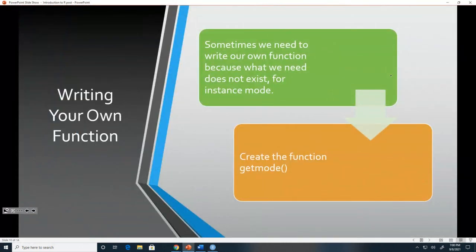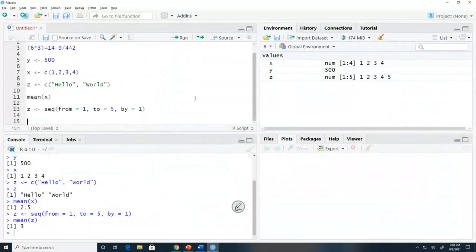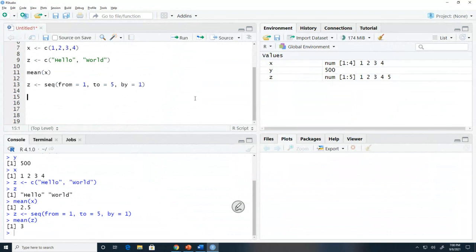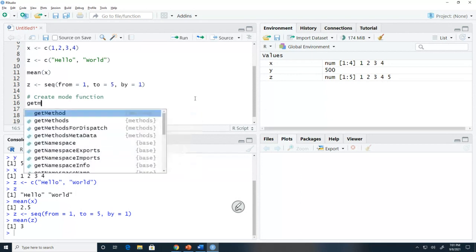Sometimes there'll be functions that don't exist in R, and we have to write them ourselves. One such function is get mode. Pull it up. Oh, another thing you should probably learn about is commenting. If you use the hashtag or the pound sign, it creates a comment. We'll say create mode function.